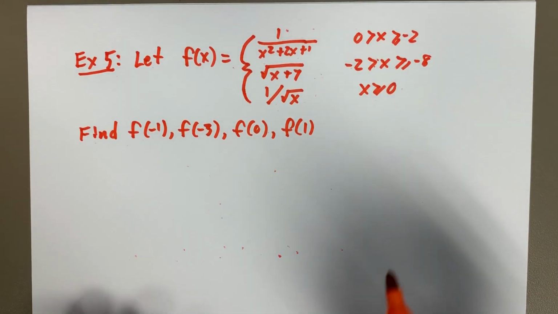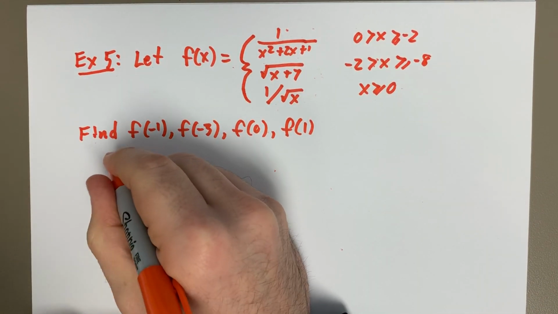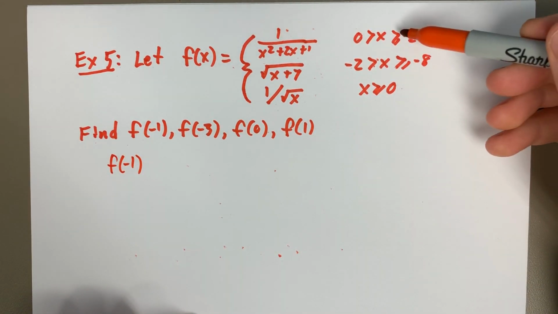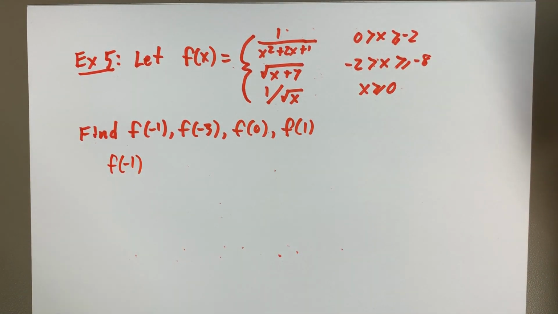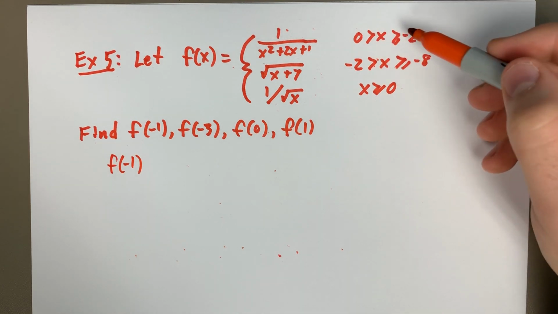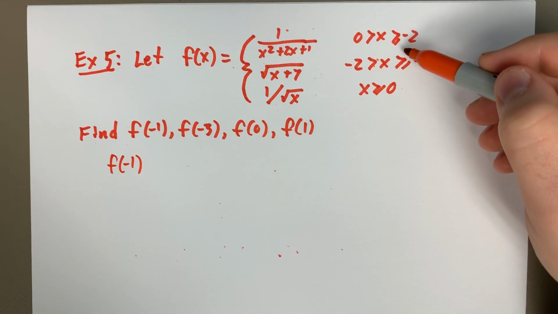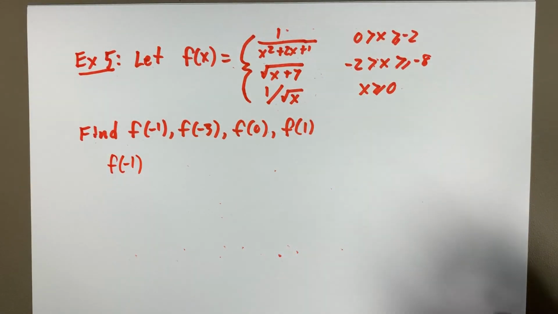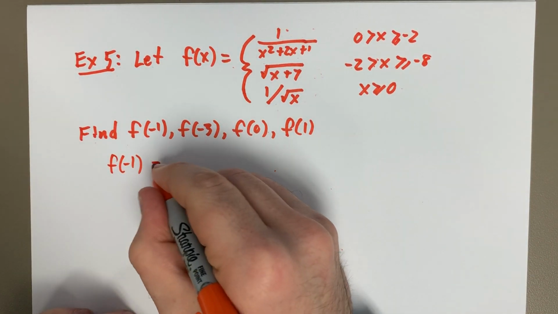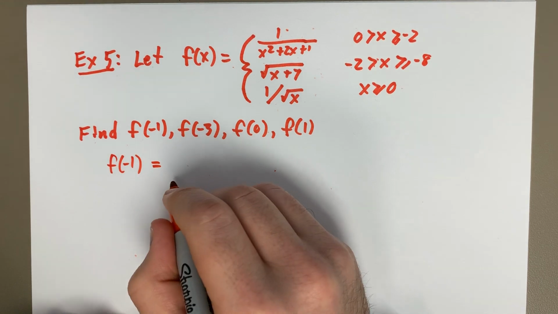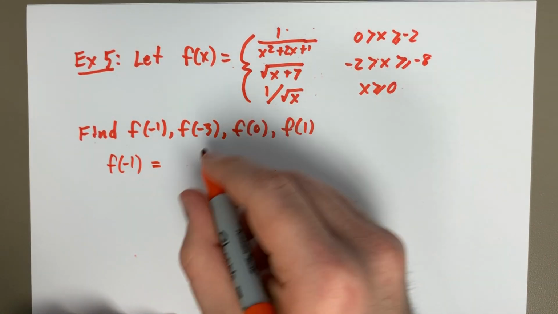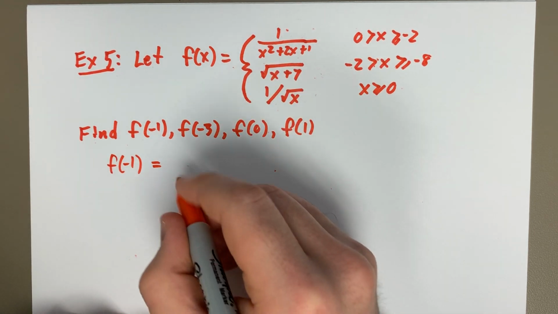So let's start with f of minus 1. Our input is minus 1. Which condition of these 3 does it meet? Does it live between 0 and minus 2? It turns out minus 1 does do that. So we're going to use the first function in this case. Use the first function. Every place I see an x, I'm going to replace it with a minus 1.